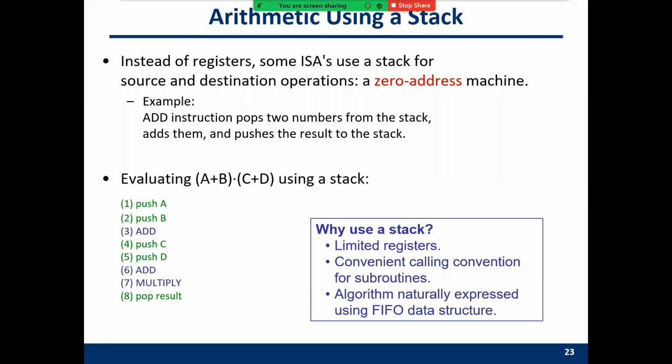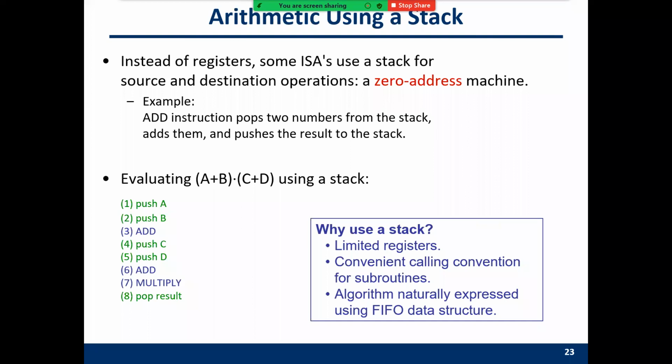You can also use the stack to complete some other applications. For example, the arithmetic operation. So instead of registers, some instruction set architectures can use a stack for the source and the destination operations. For example, a zero address machine. Zero address means there's no register at all. In a zero address machine, the addition can be done by a stack.